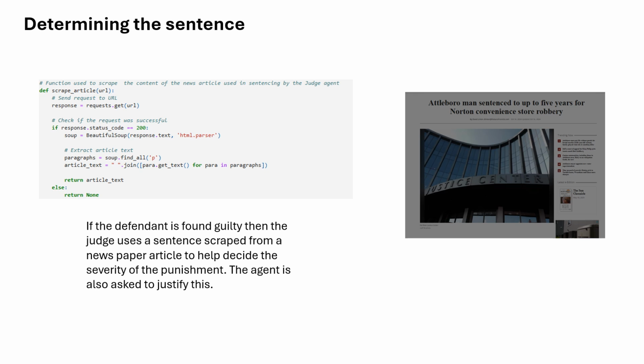And then for determining the sentence, as I mentioned, this just uses Beautiful Soup. And what this is doing is taking the URL, so you can see, I think this is from The Sun or some trashy tabloid newspaper. There's a sentence, 5 years for robbery, and there's an article. So it takes the whole URL and digests it. So very, very simple, but I think it was kind of a nice addition.